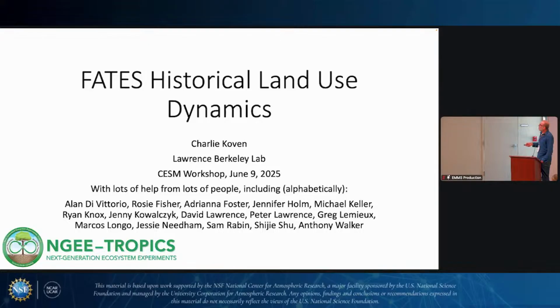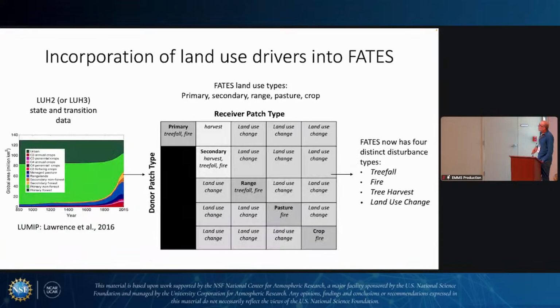This is about putting transient historical land use into FATES. Just a brief recap for context. I'm not going to go into what FATES is, other than that it's the next generation vegetation model that includes disturbance as a key feature. It resolves disturbance legacies, and because of that it has a different representation of land use.